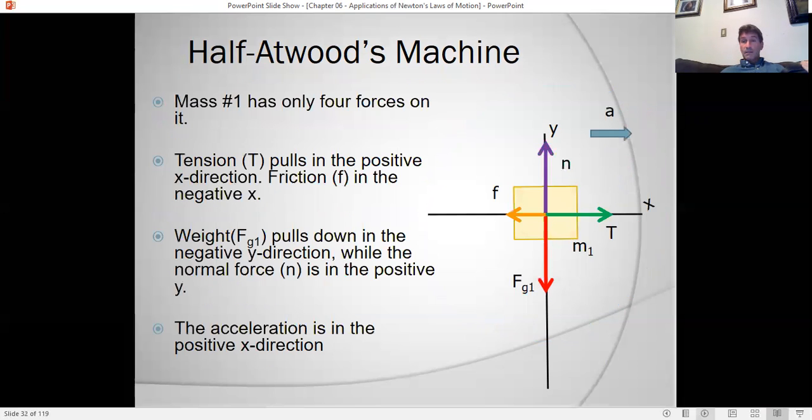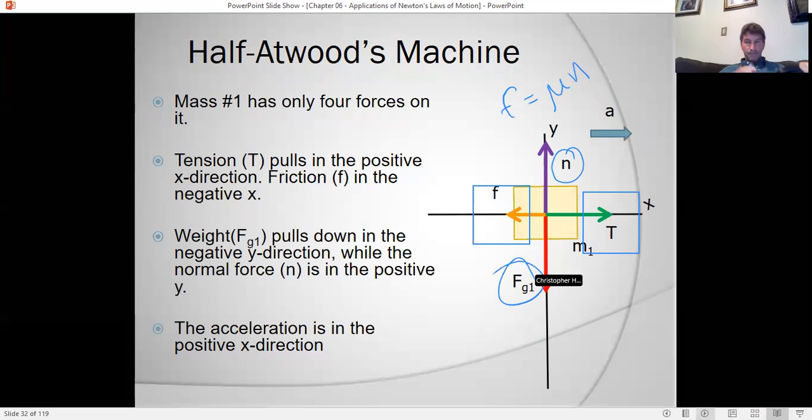What about block number 1? Well, it's being pulled by tension this way and the frictional force this way. We have to remember the frictional force is equal to mu n. That's no problem. This is just equal and opposite to this. You know, sometimes I write this as W1. Don't get confused by that. But basically, this just becomes mu m1 g. No inclined plane here, so we're good.